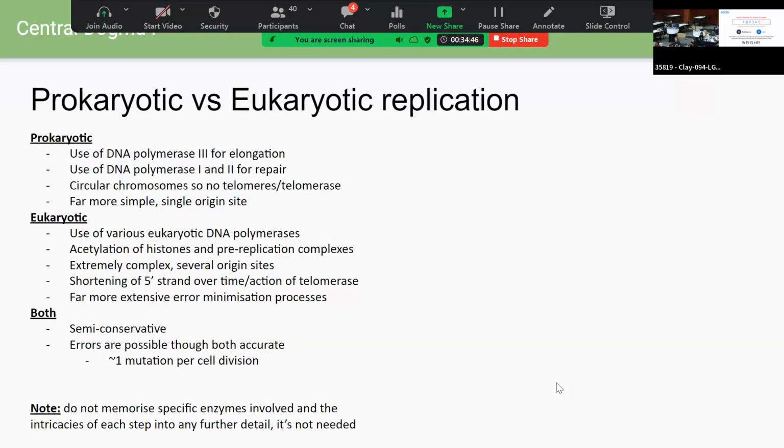Okay, so just some things about prokaryotic versus eukaryotic replication. I won't go through this now, but it is here if you need it. A lot of these slides have been adapted from PS Pushing, the PSP from last year. So if you want to look more at that, you can have a look at their slides as well. Highly recommend.